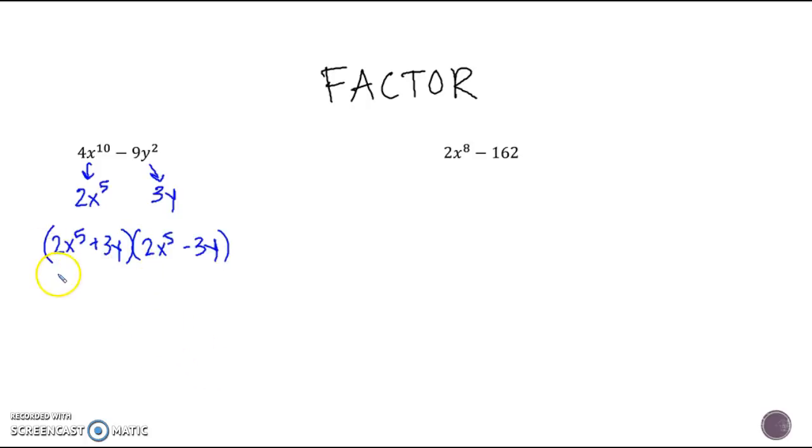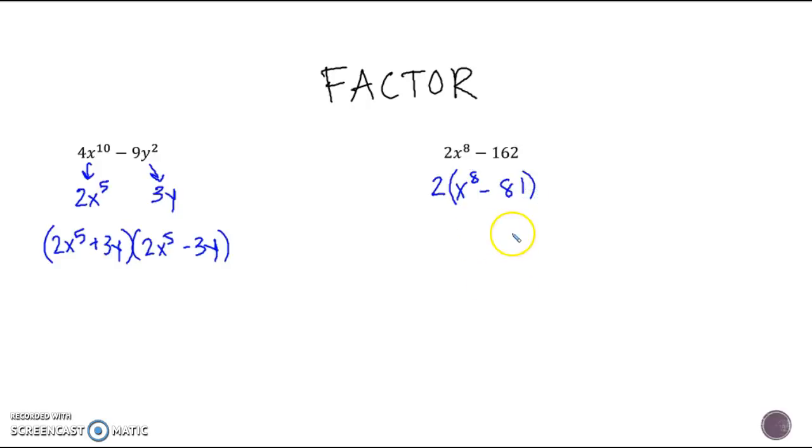The plus, I can't simplify. The minus, they're not perfect squares, so that's as far as I can go. Then I've got 2x to the 8th minus 162. Always look for the GCF, which in this case is 2. So then I'm left with x to the 8th, and half of 162 is 81.